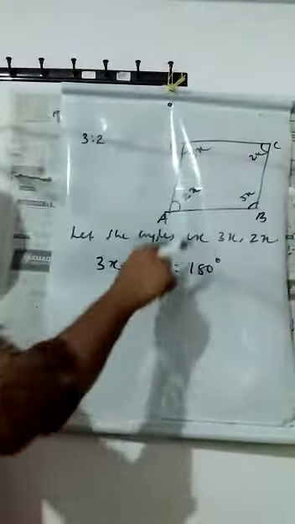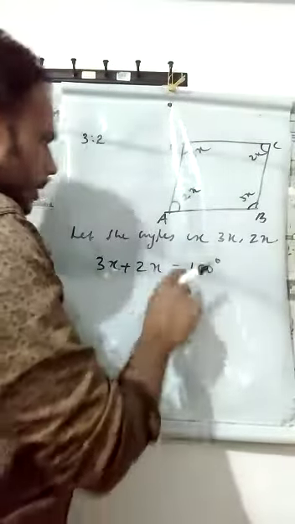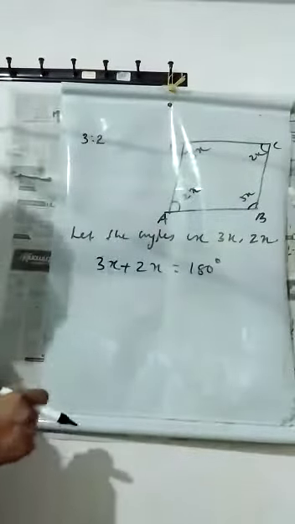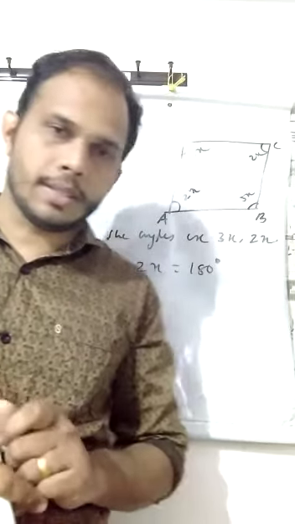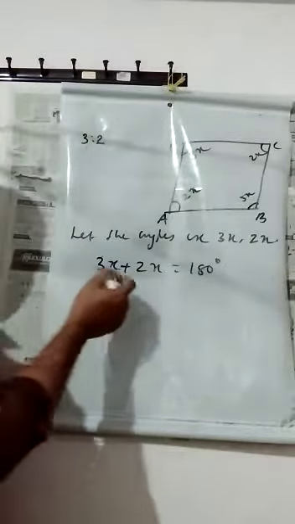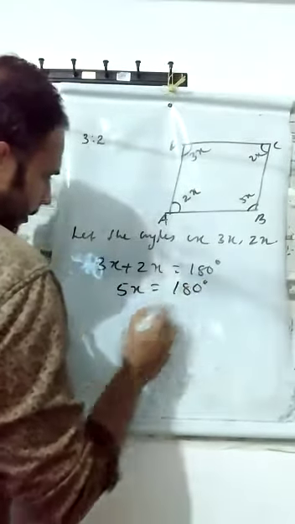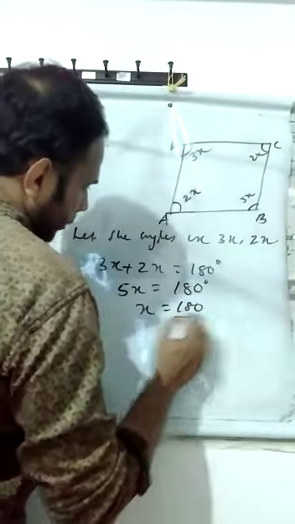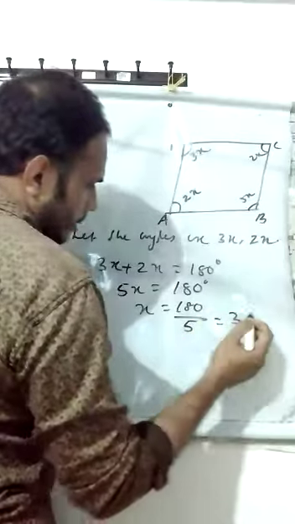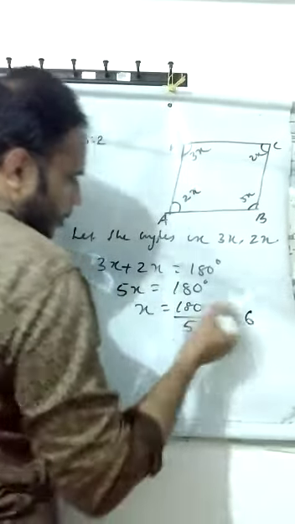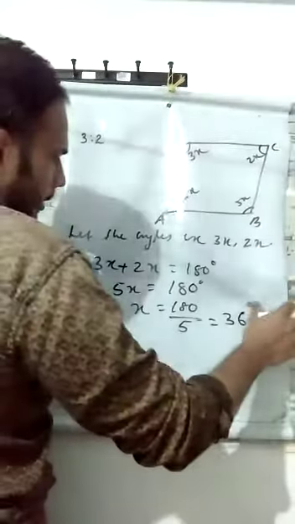You can write that AB and CD are the parallel lines and AD is the transversal, so the sum of the interior angles on the same side of the transversal is 180 degrees. If you want, you can write that reason also. So 3x plus 2x equals 180 degrees, 5x equals 180 degrees, so x equals 180 by 5, which is 36 degrees.